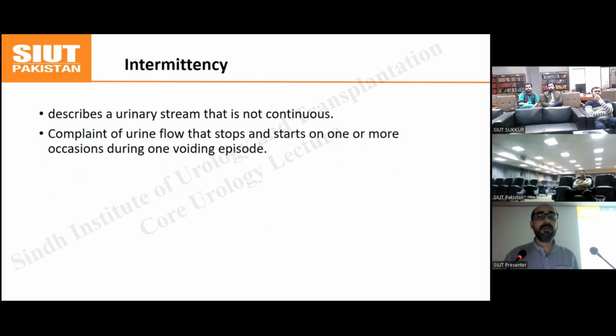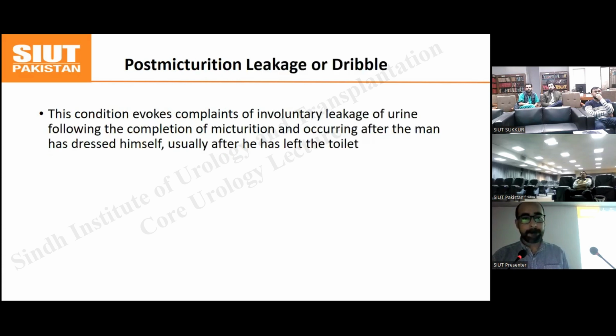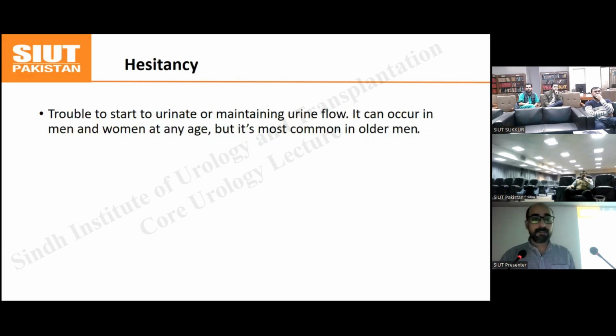Intermittency is being unable to maintain a urinary stream. Post-void leakage or dribbling evokes complaints of involuntary leakage of urine following the completion of micturition, occurring after the patient has dressed himself, usually after he has left the toilet. Hesitancy is trouble starting to urinate or maintaining urine flow. It can occur in men and women at any age, but it is most common in older men.